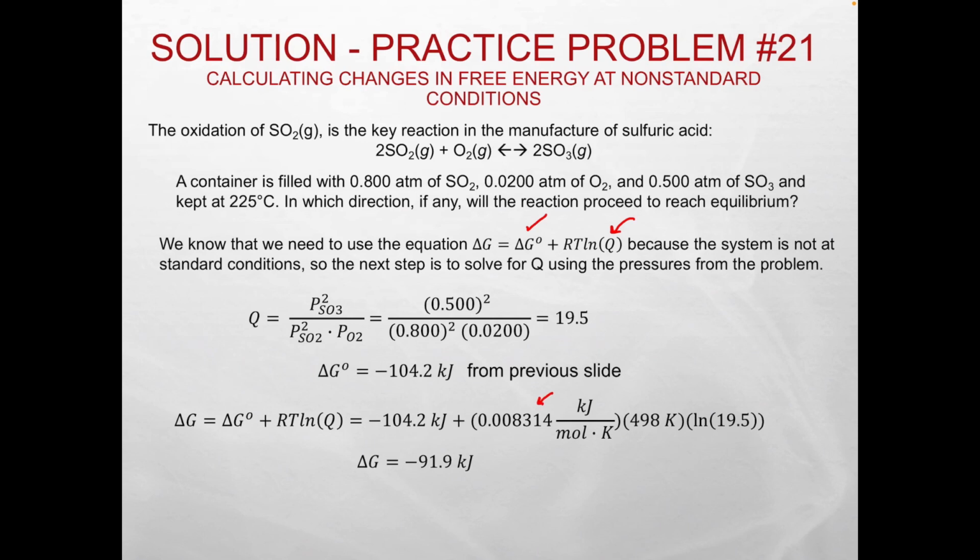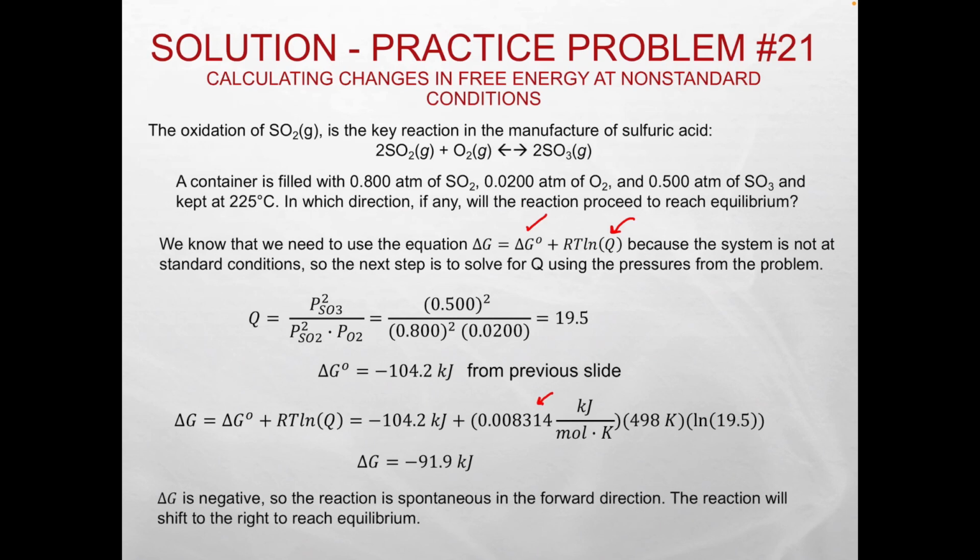So delta G is equal to negative 91.9 kilojoules. And it says, in which direction, if any, will the reaction proceed to reach equilibrium? Well, we have a negative delta G, which is telling us that our reaction is spontaneous in the forward direction. Therefore, the reaction will shift to the right to reach equilibrium.